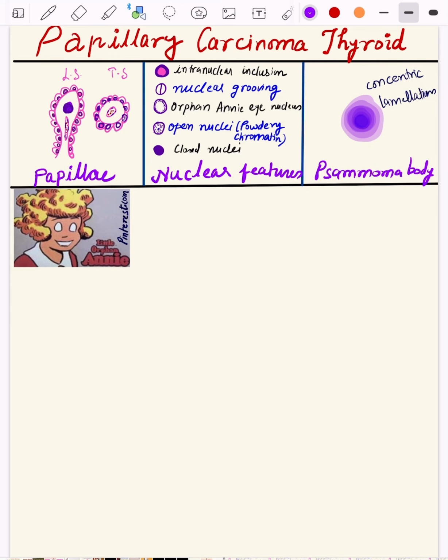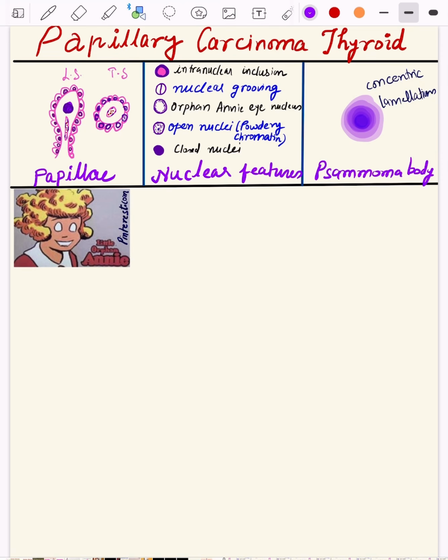So papillary carcinoma thyroid, it is the most common malignancy of thyroid, and the conventional papillary carcinoma thyroid can be solitary or it can be multifocal, and commonly occurs in the age group of 25 to 50 years, and radiation exposure in the head and neck region is an important risk factor. Grossly, it can be well circumscribed or it can be ill circumscribed, and on cut surface there can be areas of fibrosis, calcification, and importantly cystic change can be there.